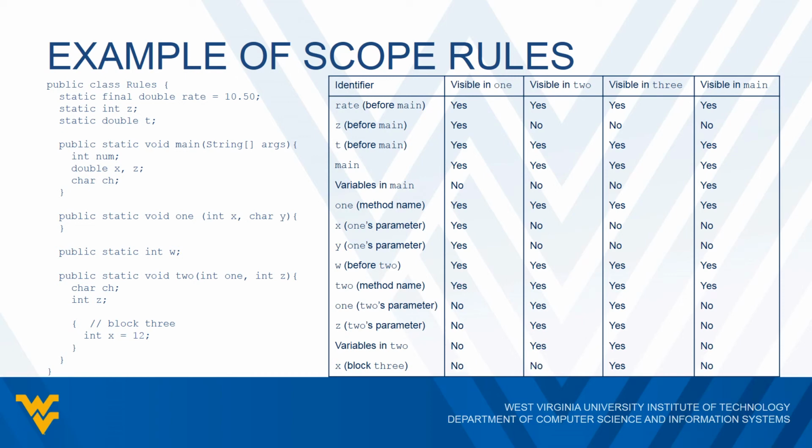And then finally, the X that is declared in block 3, it's only visible in block 3 because of our rule that says that if we declare something inside a pair of curly braces, it's only visible in that pair of curly braces. So this X is not visible outside of those curly braces. So it's not visible in 2, and of course, it's definitely not visible in 1 or in main.